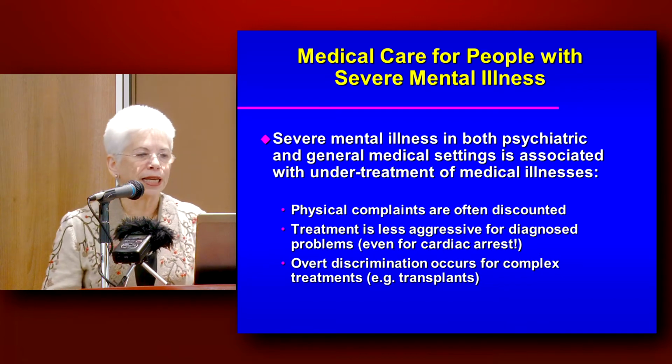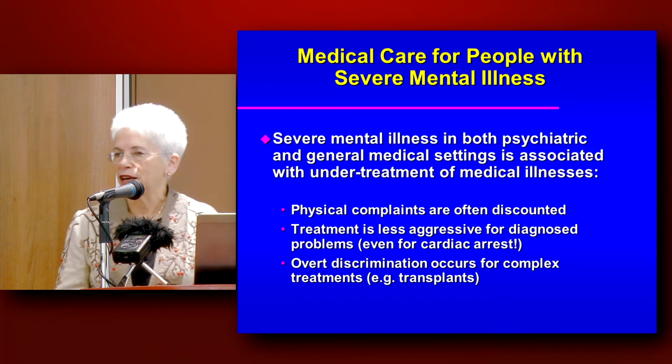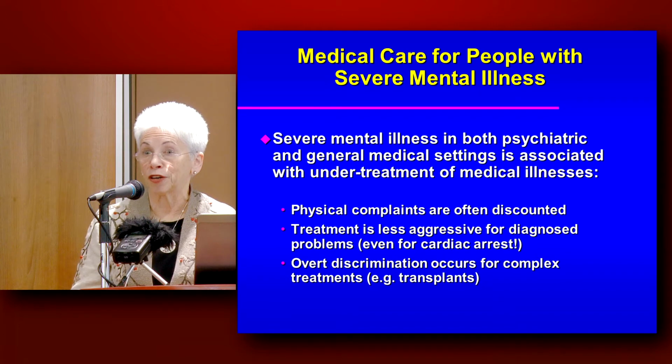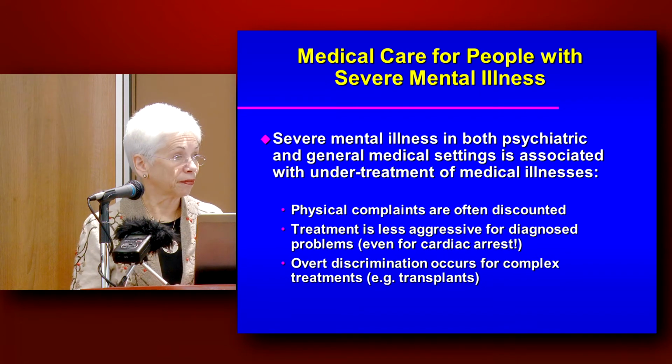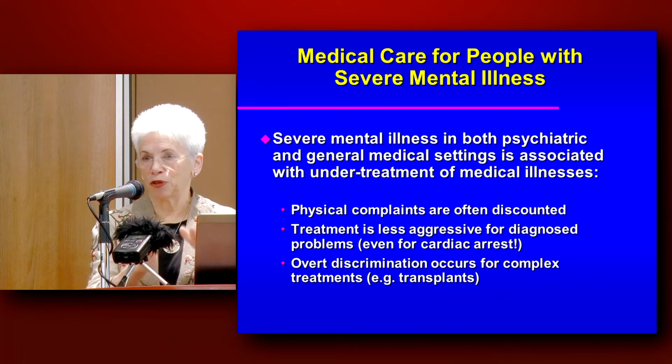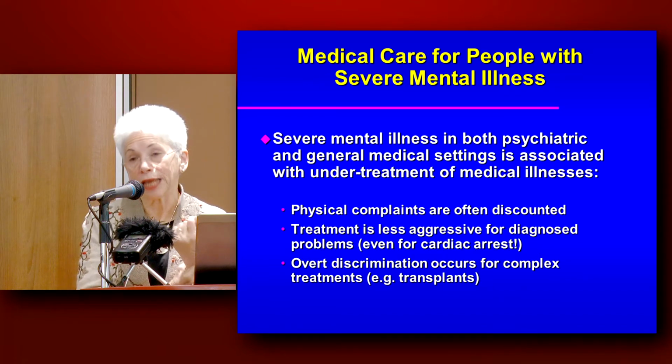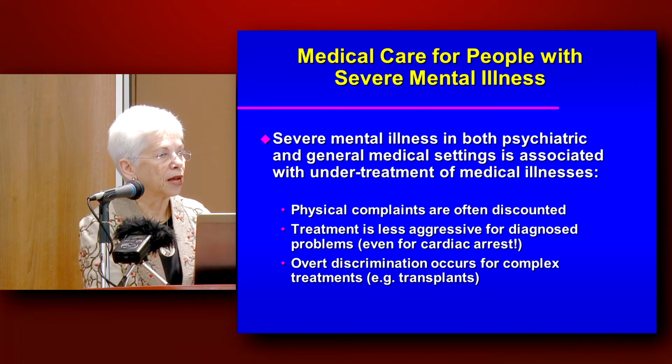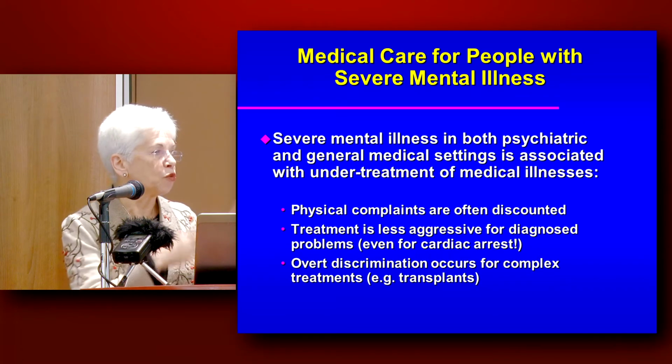And this is a population whose lifespan is 15 to 25 years shorter than the general population. So if you have schizophrenia or bipolar disorder, you're likely to live somewhere between 15 to 25 years less. There's many reasons for it, but the lack of good medical care is one of them.